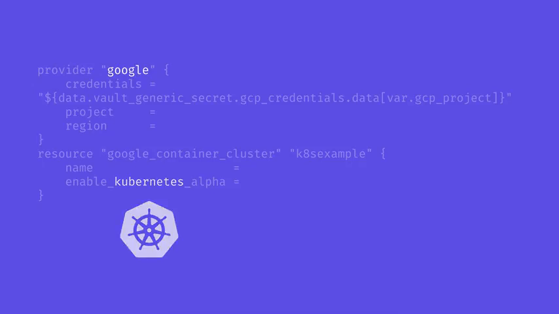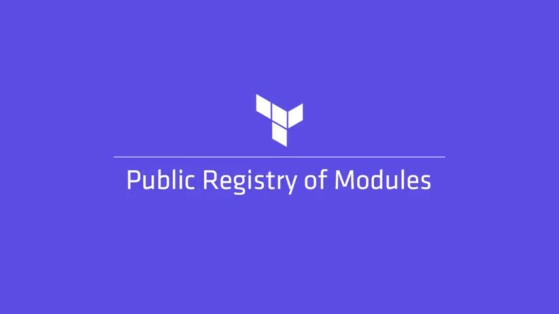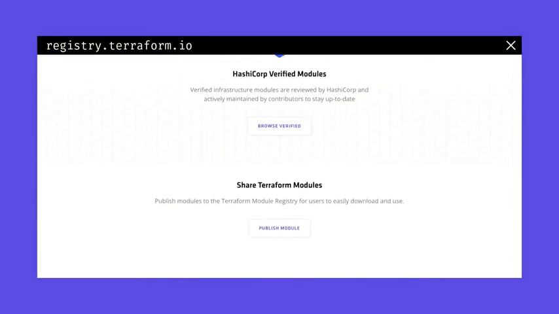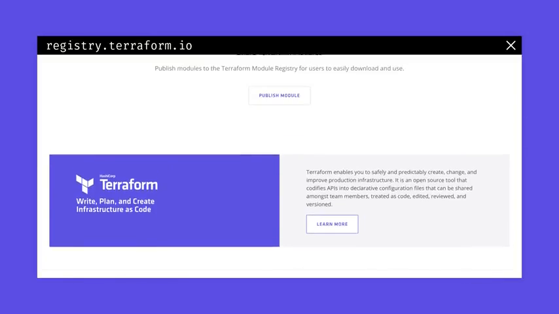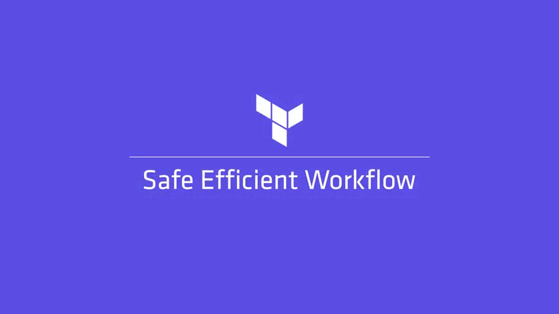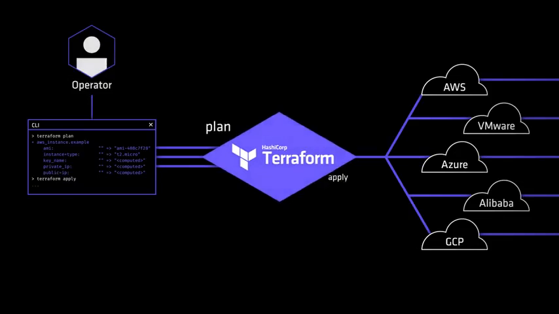The use of variables makes it easy to customize the infrastructure as code for things such as cloud credentials and cloud regions. For those looking to get started, the public Terraform registry provides infrastructure modules for many infrastructure resources at registry.terraform.io.